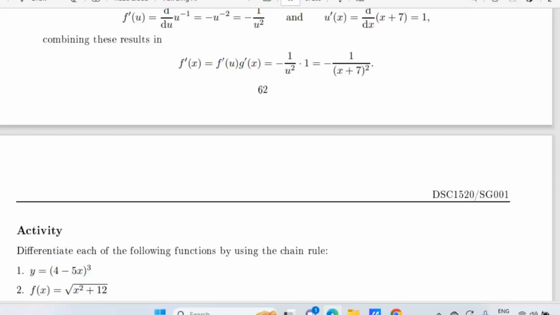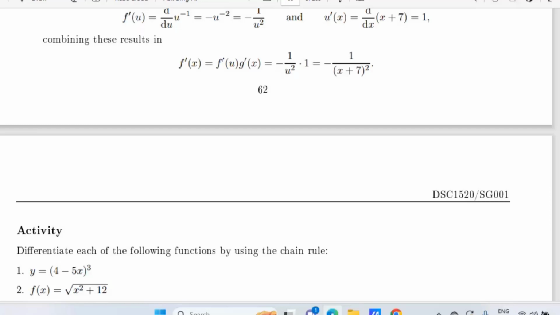Okay. Now we are going to u. What is our u? x squared plus 12. Thank you. Now we differentiate this u with respect to x, u prime of x. What do we get? It becomes 2x, because 12 is a constant, it becomes 0. So the derivative, u prime of x, is 2x. Do we agree?